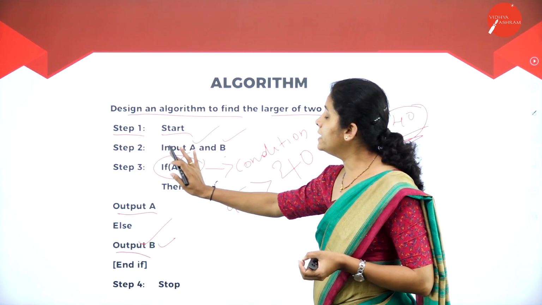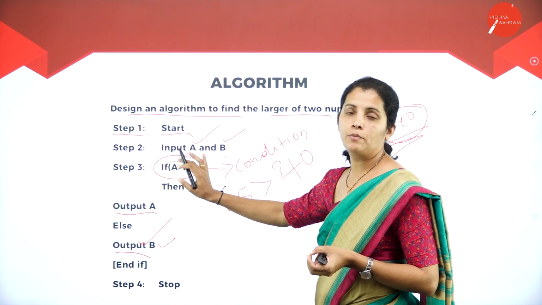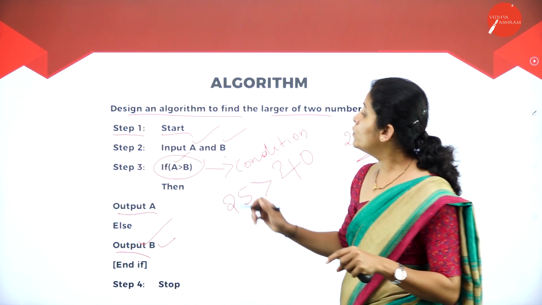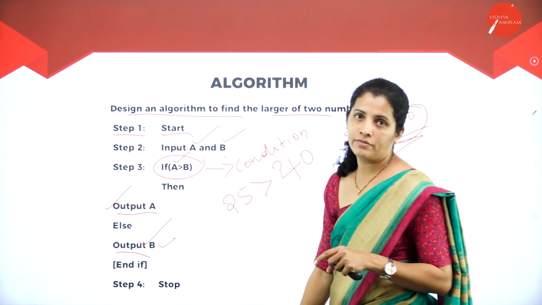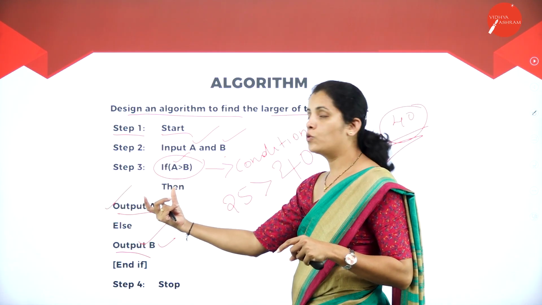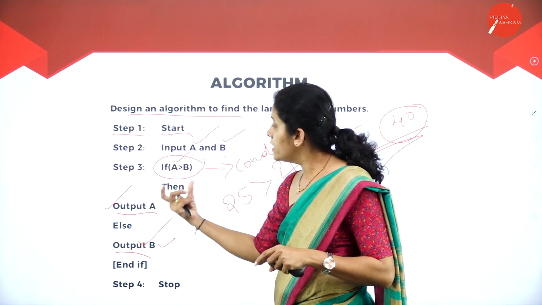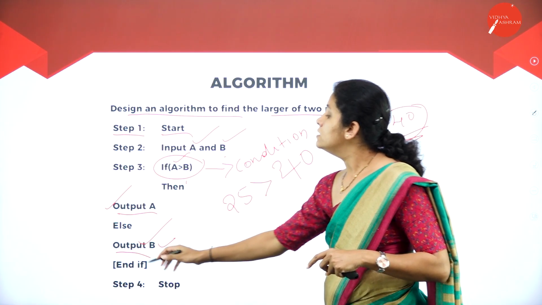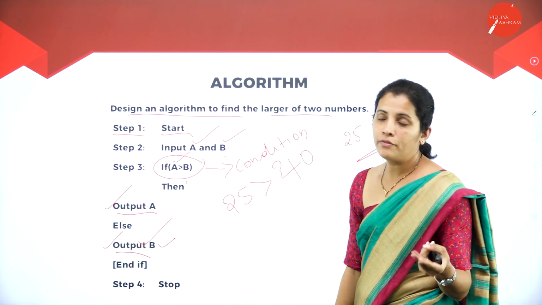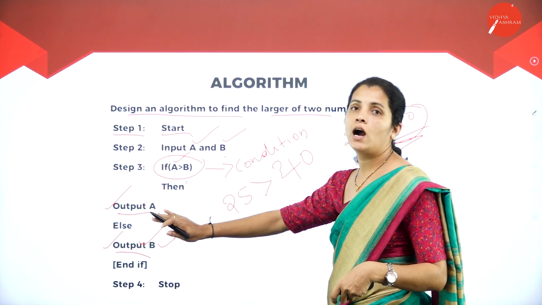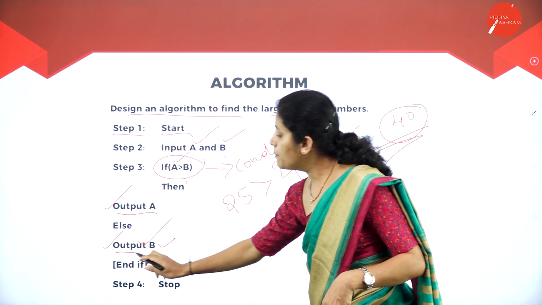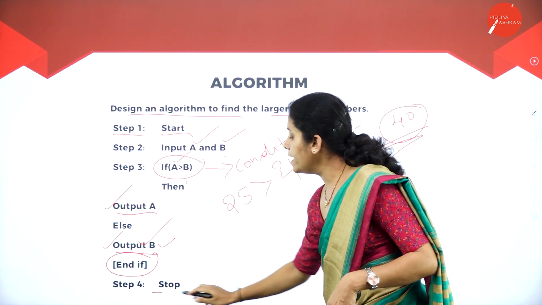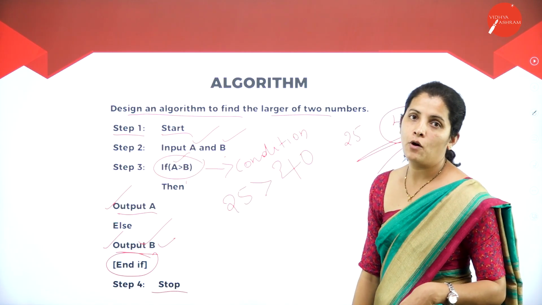So at the beginning, I'm going to have condition. I'm going to check both the values. If A is true, I'm going to have first half. That means I'm going to display output A. Suppose if this condition is false, what I will do? I'm going to display next half. That is, I'm going to display output B, and I'm going to end my if condition. Then at the end, I'm going to stop my algorithm.